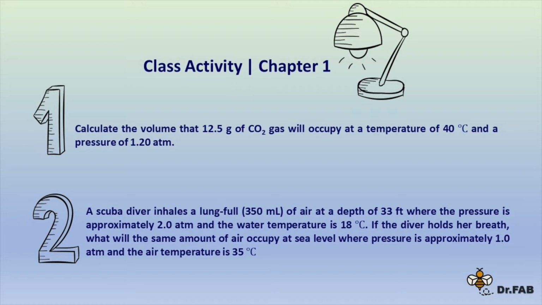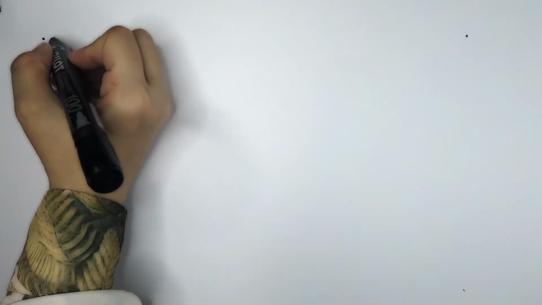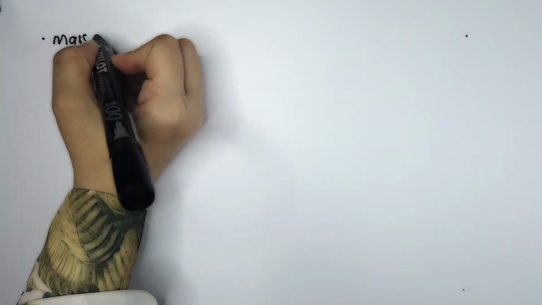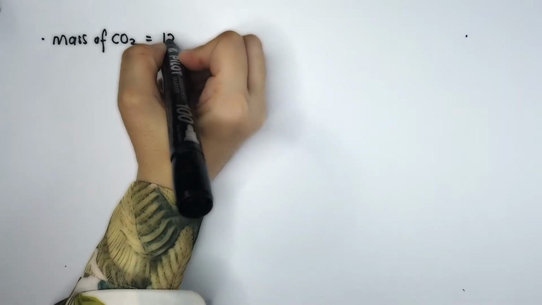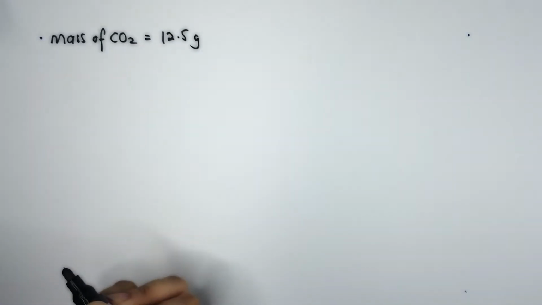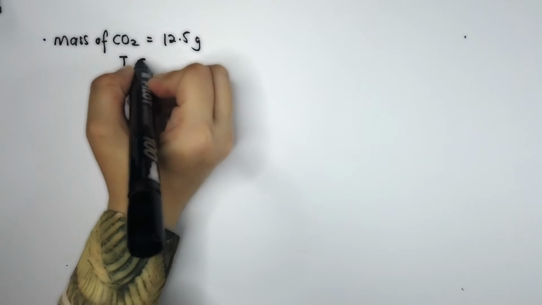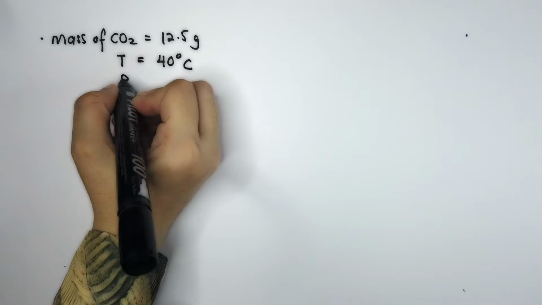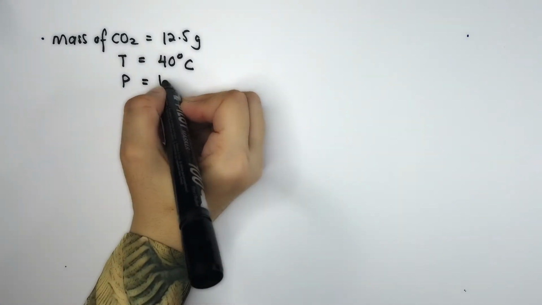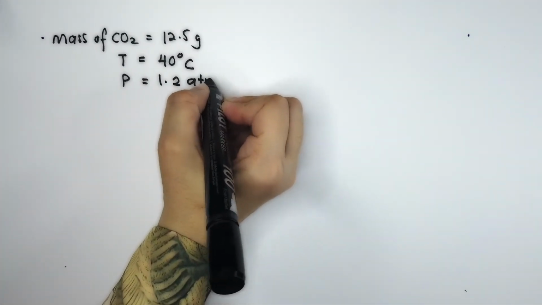So before we proceed with answering this question, the first thing that you need to do is list down all the parameters that is given to you in the question. So you were given the mass of carbon dioxide is equivalent to 12.5 grams. And then you were given the temperature is equivalent to 40 degrees Celsius and the pressure equivalent to 1.2 atm.